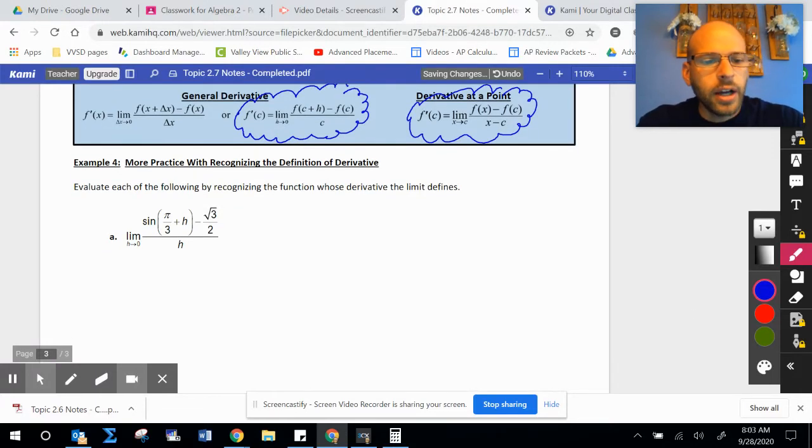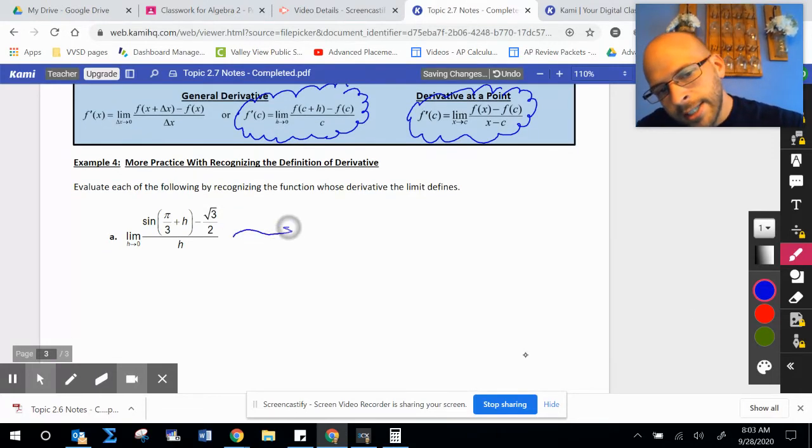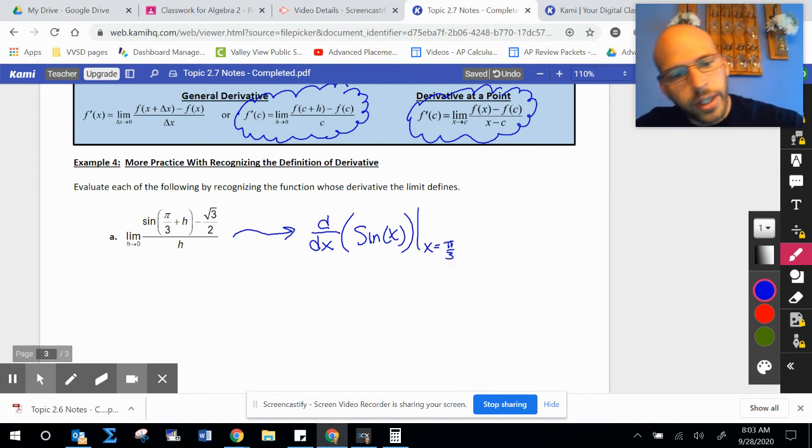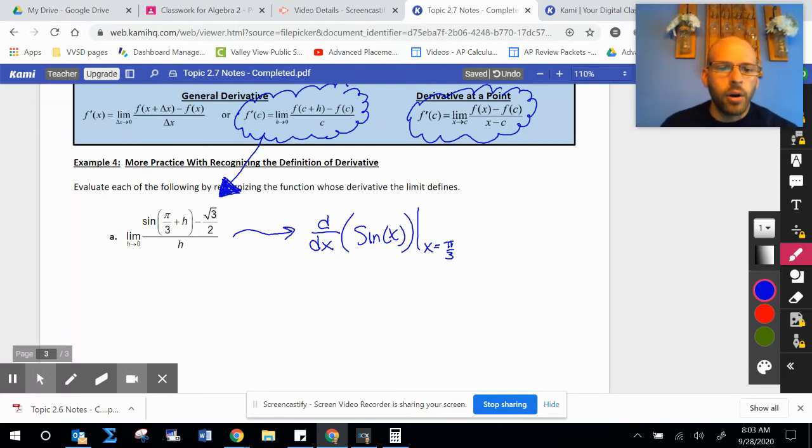Okay. Now, if you take a look at this, I want you to say this statement is synonymous to saying the derivative of sine of x at x equals pi over 3. I'm going to draw a little arrow here. I want you to see the relationship between how this is set up and our definition for the derivative. Now, I do not want to simplify that limit statement. So what I am going to do is rewrite it, and figure out what the function is and where they want me to evaluate that derivative.